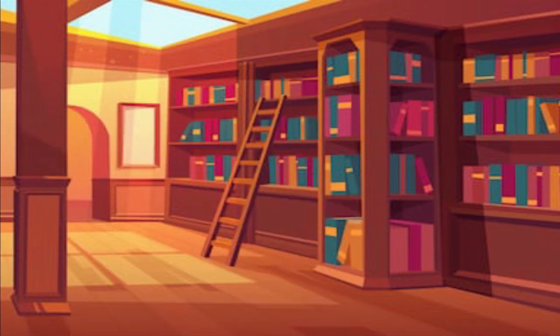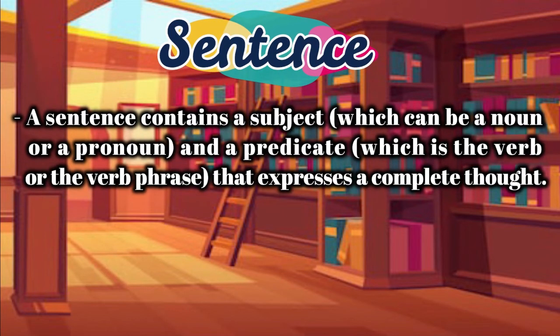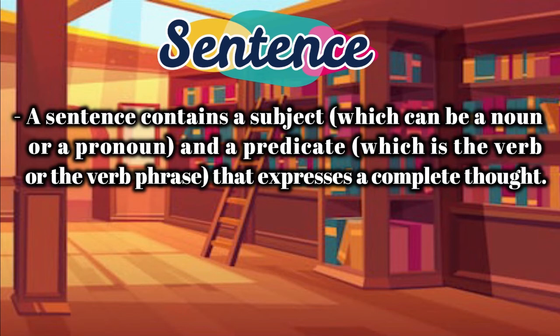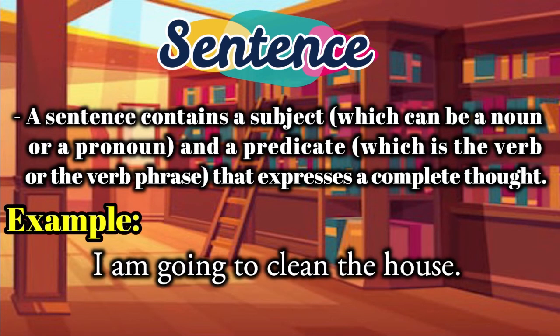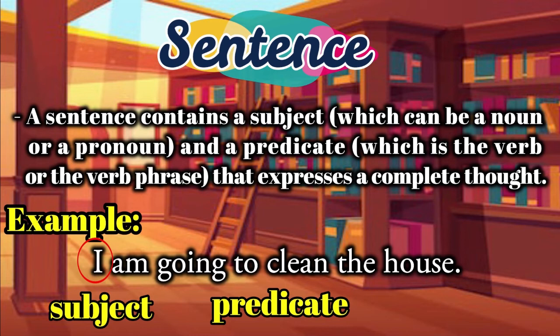Well, easy. A sentence contains a subject, which can be a noun or a pronoun, and a predicate, which is the verb or the verb phrase that expresses a complete thought. For example, I am going to clean the house. Can you find the subject? Remember that the subject is the ones we are talking about in the sentence. The subject is I. How about the predicate? Always bear in mind that the predicate is always the verb and the words that come after it.